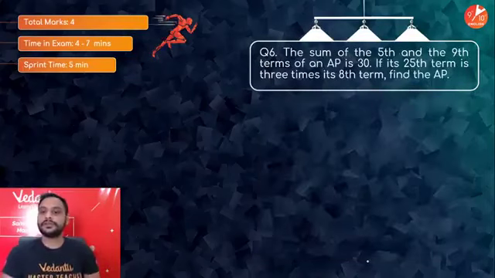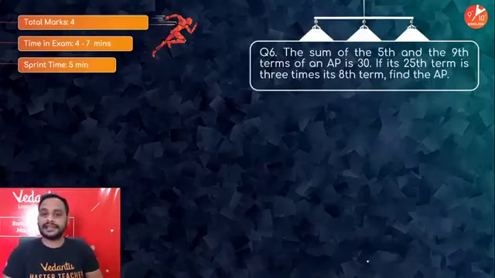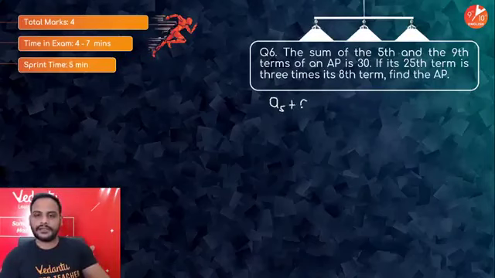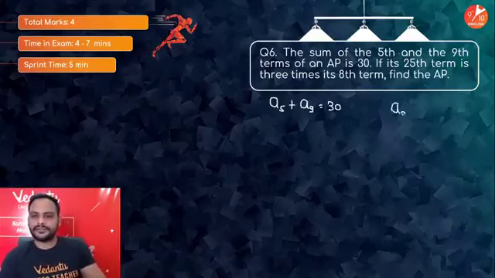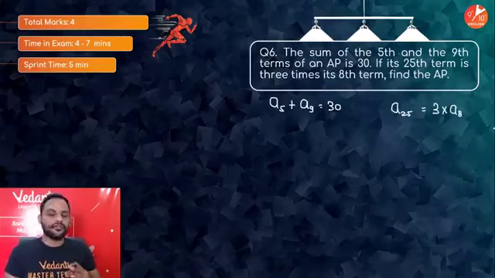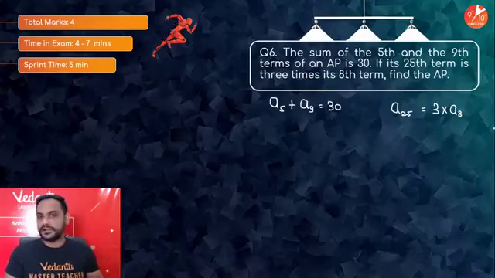Okay, next question, dekho. The sum of the fifth and ninth term of an AP is 30. That means when you add the fifth term and the ninth term of an AP, that sum is 30. Also, if its 25th term is 3 times its 8th term, find the AP. So here they have not given us the common difference, they have not given us the first term, they have given us the relationship between different terms of this AP.